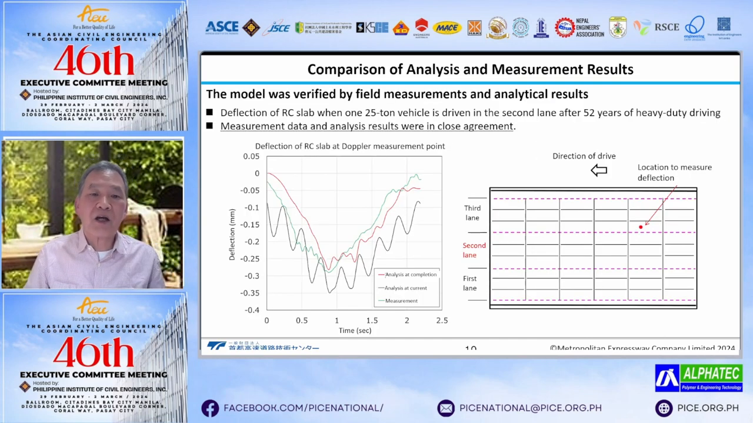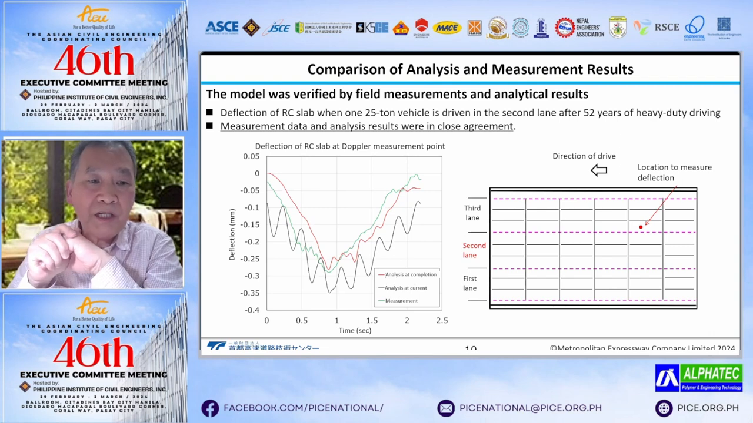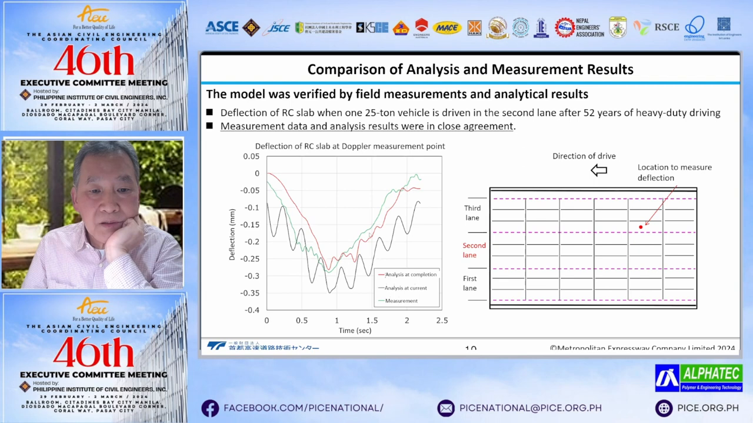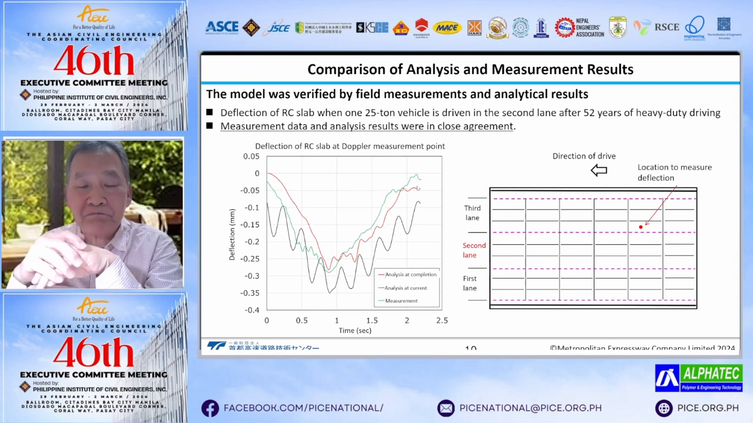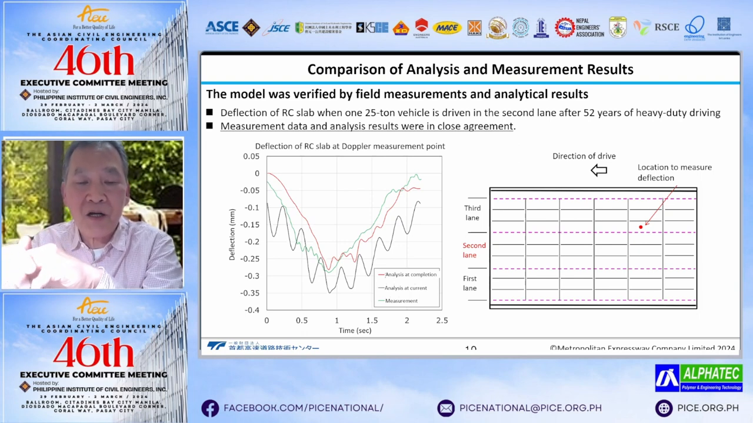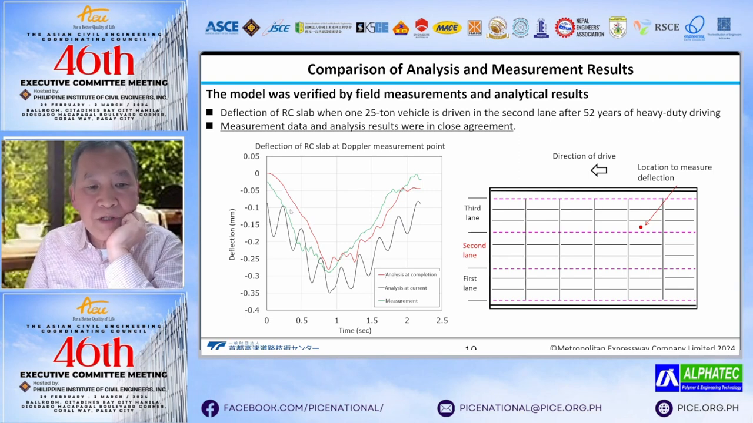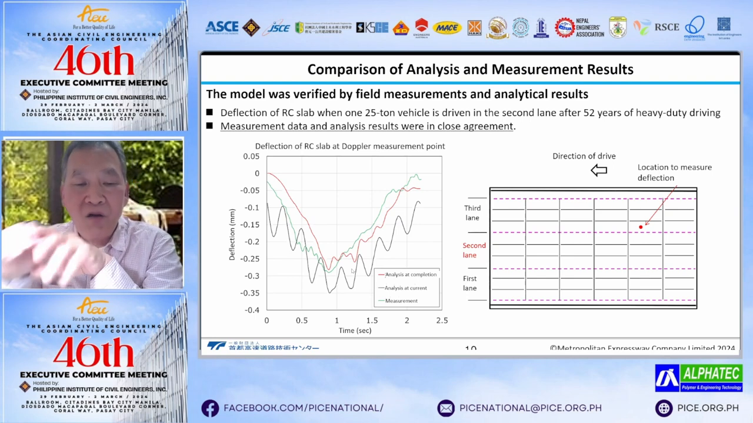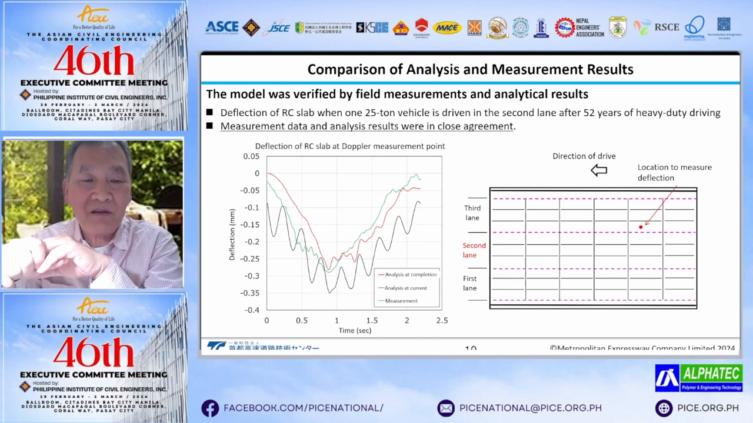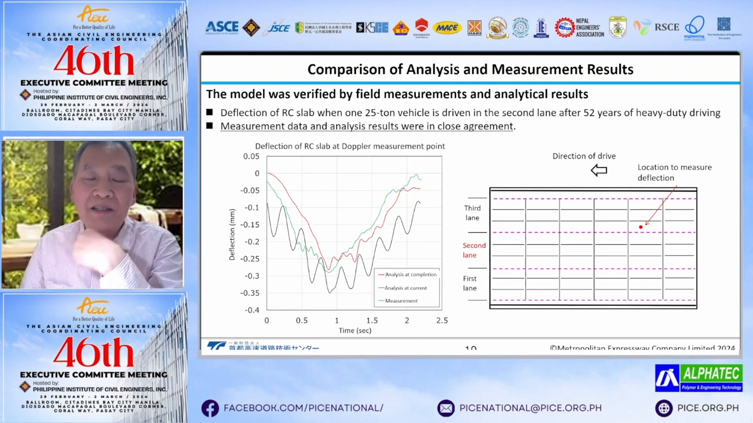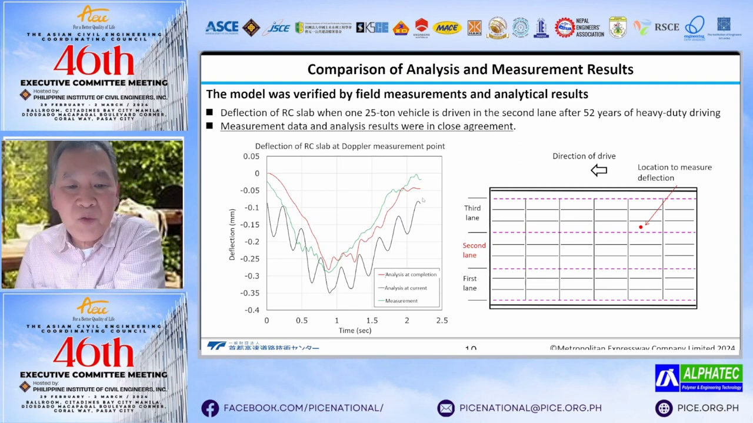And this is the comparison of the analysis result and the measurement result. This green line shows the measurement, and the red line is the analysis result for the condition right after construction. And after reinforcement, this kind of waving result is the analysis at present. The reason for this waving is that I load the vehicle weight all at once, so the bridge is vibrating to some extent. However, the measurement data and the analysis result were in close agreement with each other.